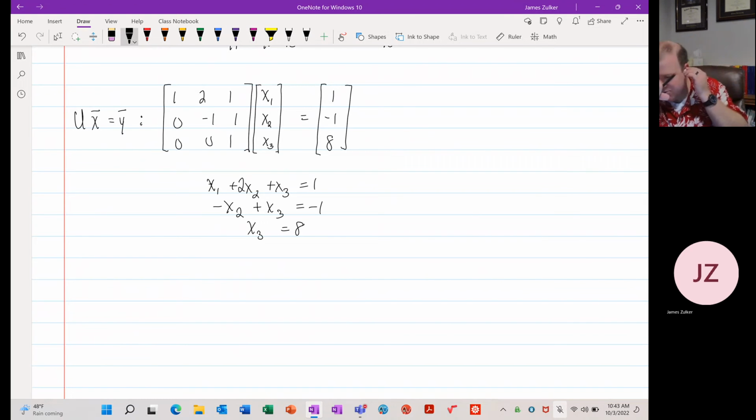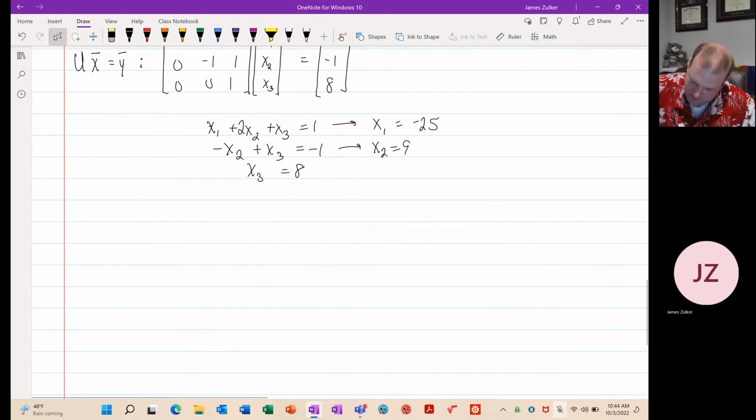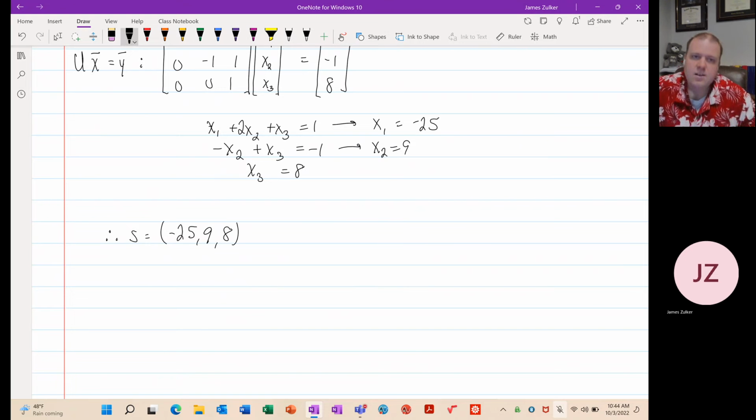And now we do just simple backward substitution, right? So negative x2 plus 8 is negative 1. That means x2 has to be 9, right? So then we get x1 plus 18 plus 8 is 1, right? So x1 plus 26 is 1. So x1 would have to be negative 25. And so our solution is the ordered triple, negative 25, 9, and 8.